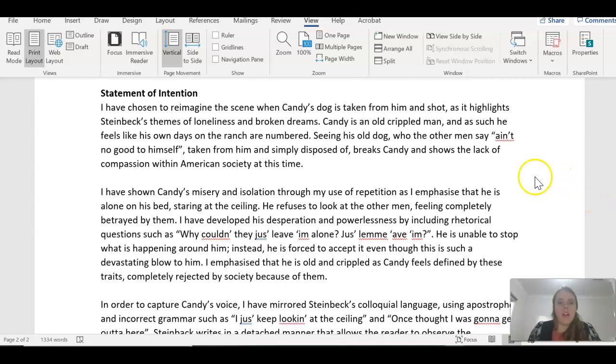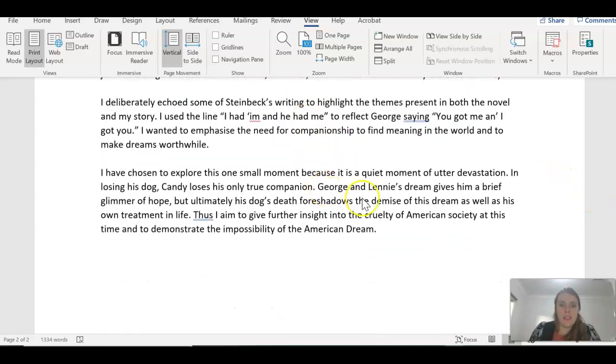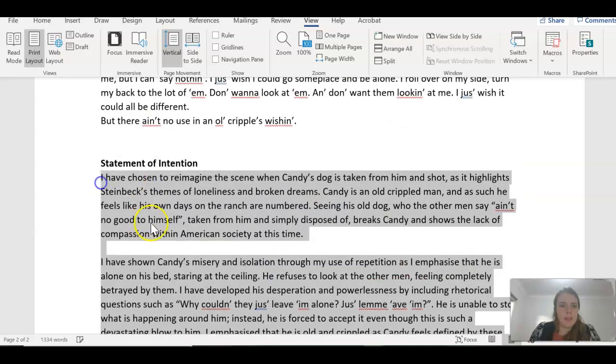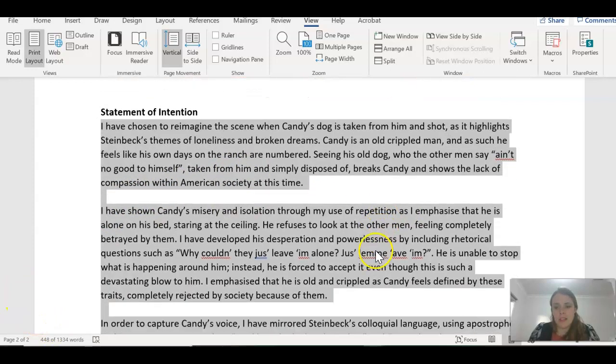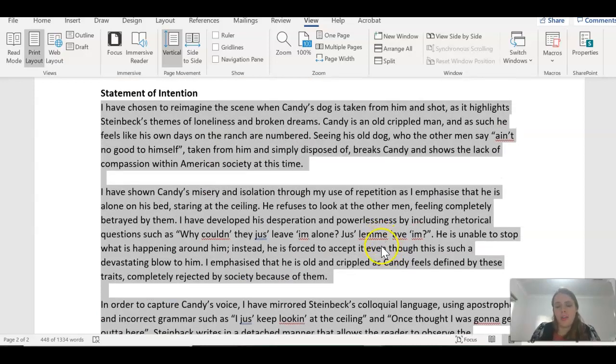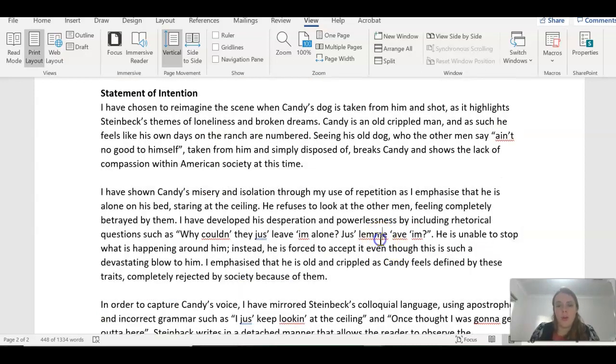So if we have a look, I'm just giving you an indication of the length. So let's have a look at how many words my example is. So I'm at 448 words. And that is within the ballpark of what I'm expecting from each of you, that 350 to 400 word limit.